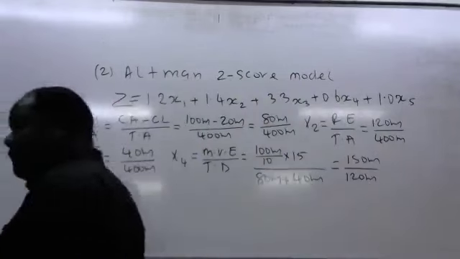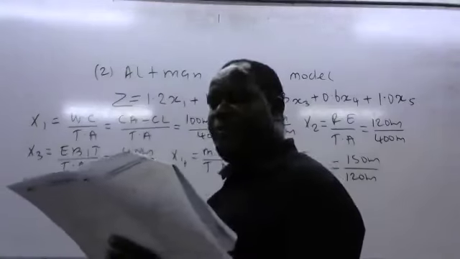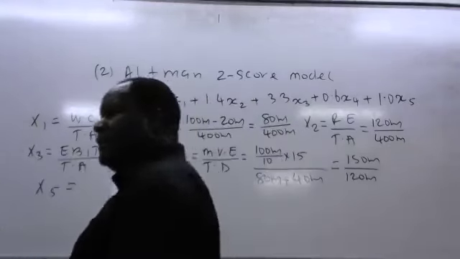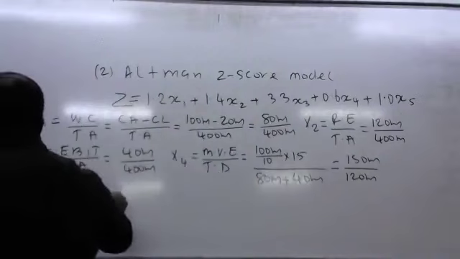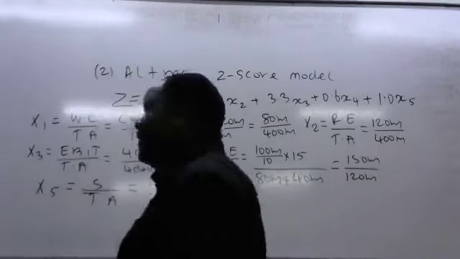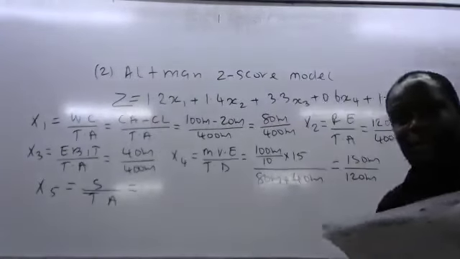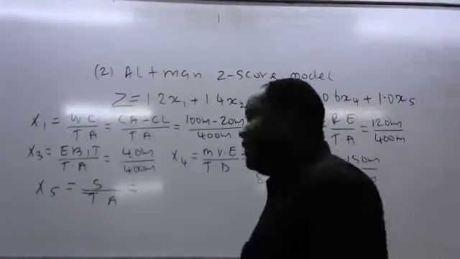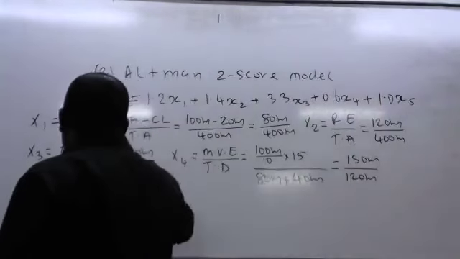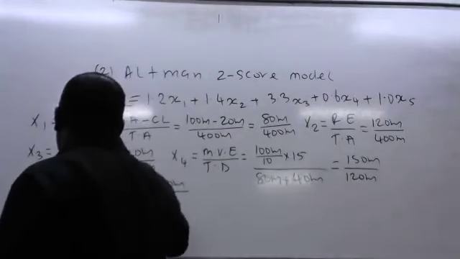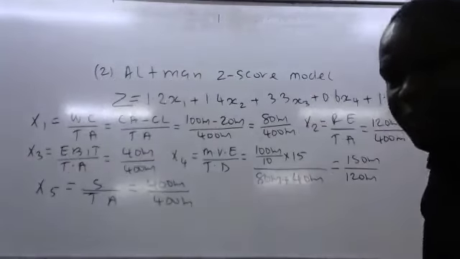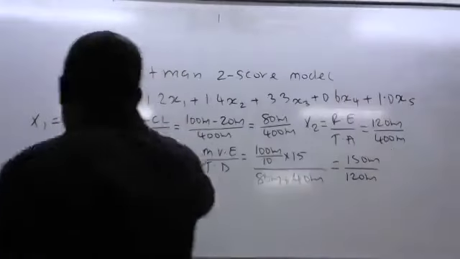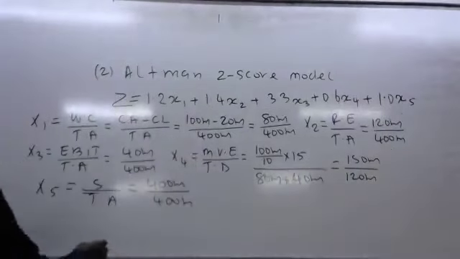Then finally X5. So X5, it is supposed to be the sales revenue divided by the total assets. So sales is given as 400 millions. Then total assets are also 400 million. So once you have done that, we now go to the model.